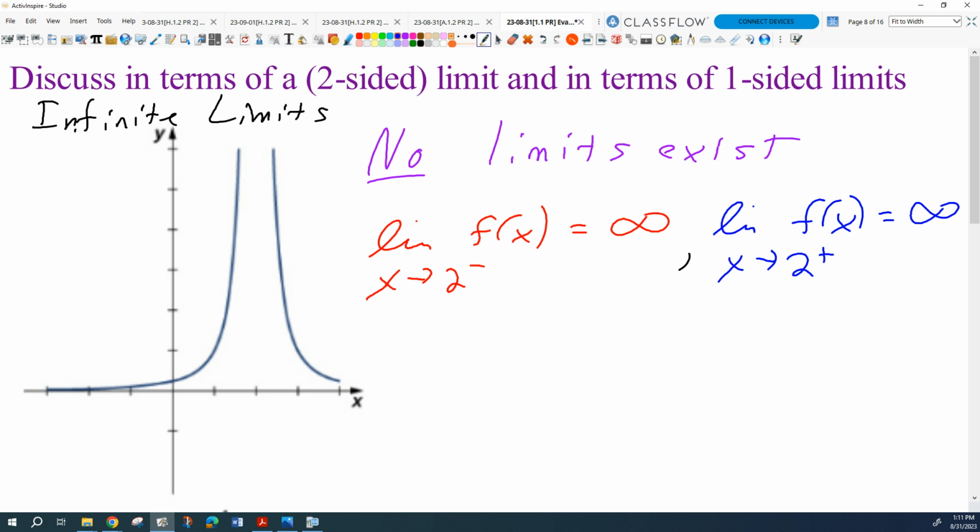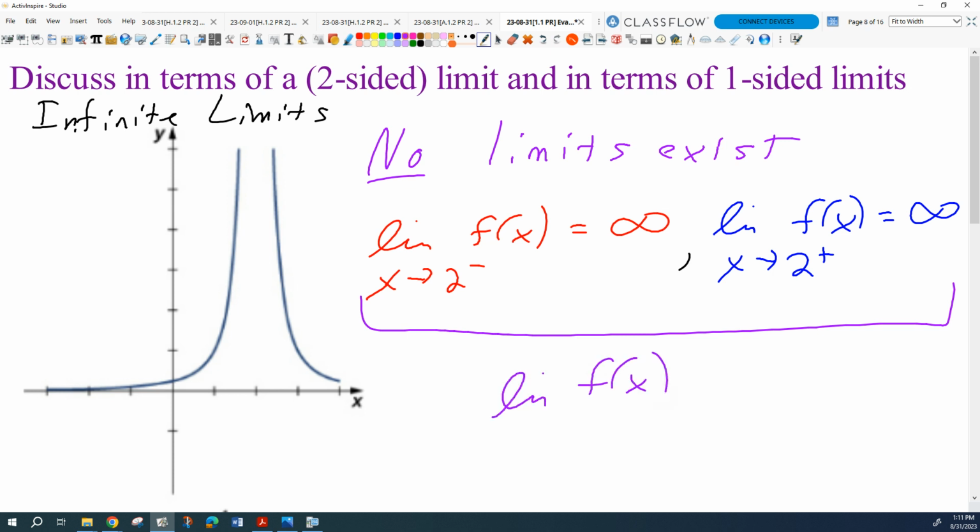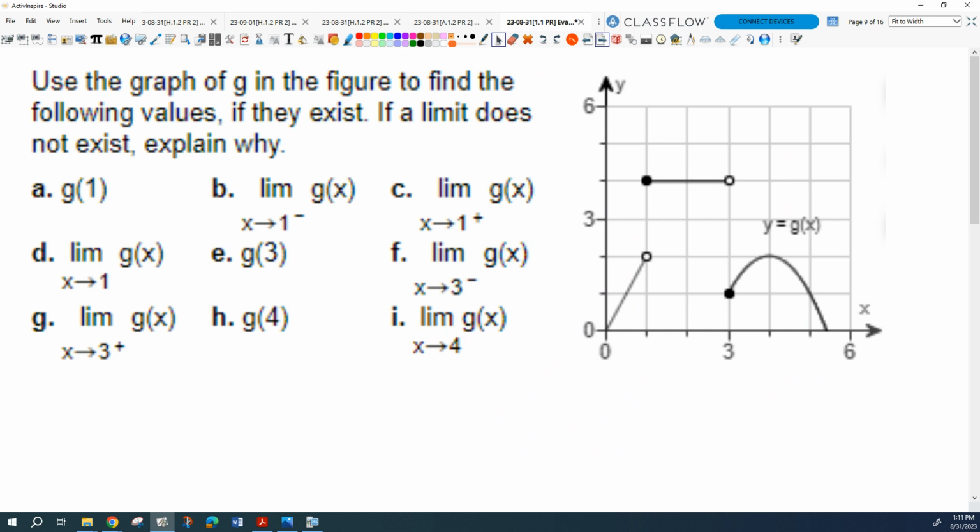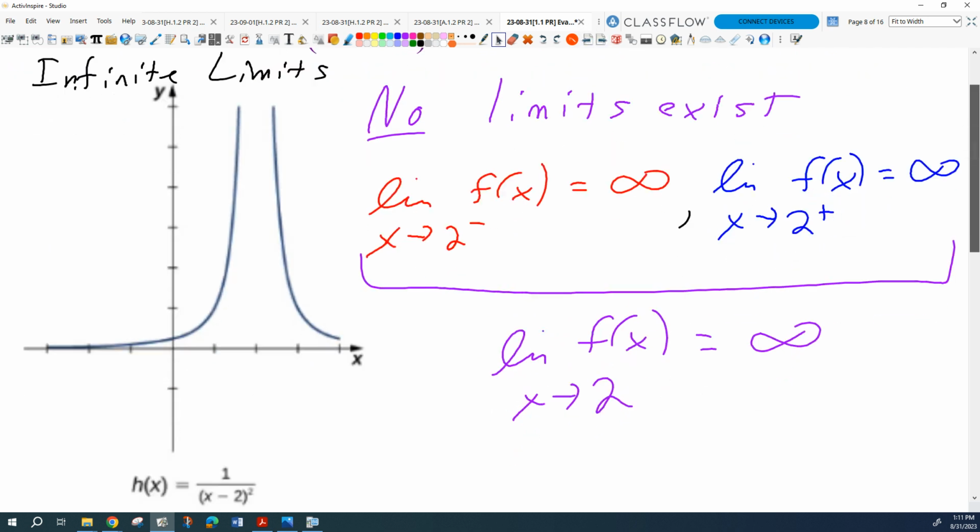And so therefore, what can we say about the two-sided limit? Even though it doesn't exist, it does have a describable behavior here. The two-sided limit of f of x as x approaches 2 is what? Infinity, yeah. We had consistent behavior from both sides. That's different from, let me go back for a second, that's different from something like this, for example.